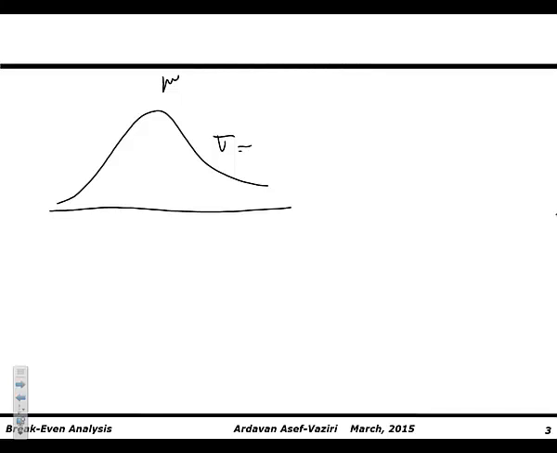Just for simplicity, suppose this is 20 and this is 100. And we want to generate a random variable from this distribution. So I close my eyes and I put a cross here. This is a random distribution. But what is the feature of this probability distribution?